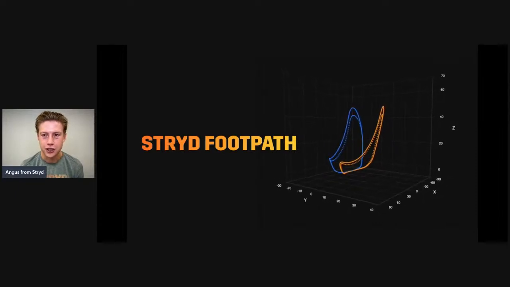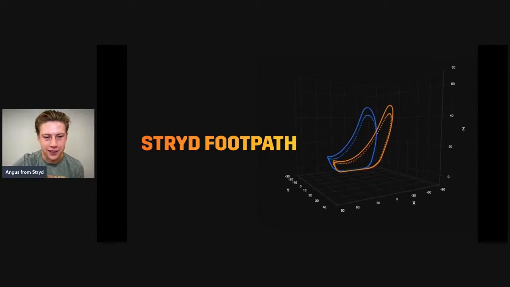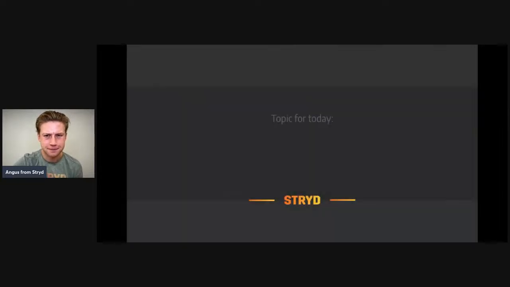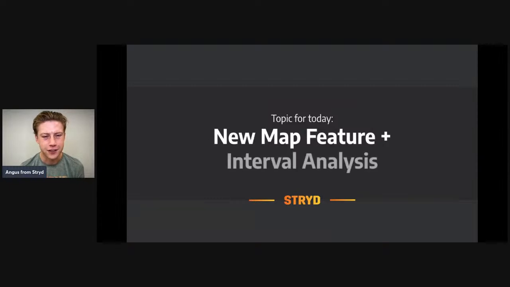So let's jump into it here. Let's talk about the new features and the new analysis. The new feature is one that's been requested by many of you in the Stryd community. Many of you have hypothesized this feature is coming, and now it's finally here, and that is the new mapping visualization feature. I'm going to be demoing this, showing you how it all works, but it provides some incredible context around your Stryd footpath data so you can really understand the impact of surface conditions and environment on your Stryd footpath. And then additionally, I'm going to be doing some interval analysis.